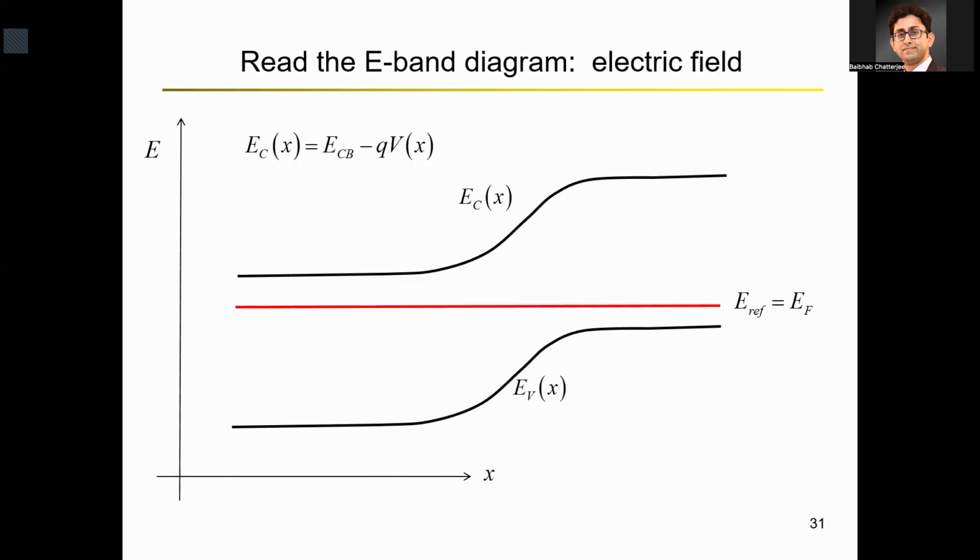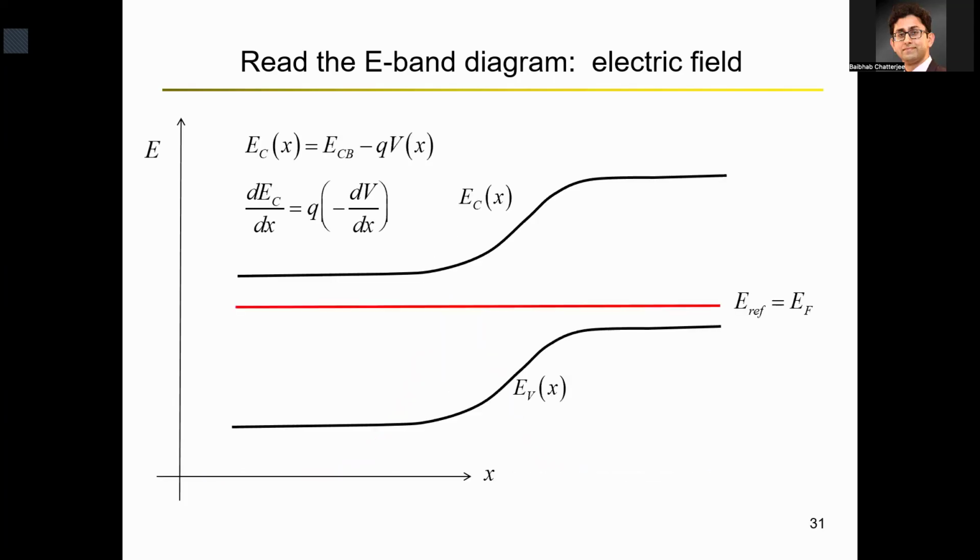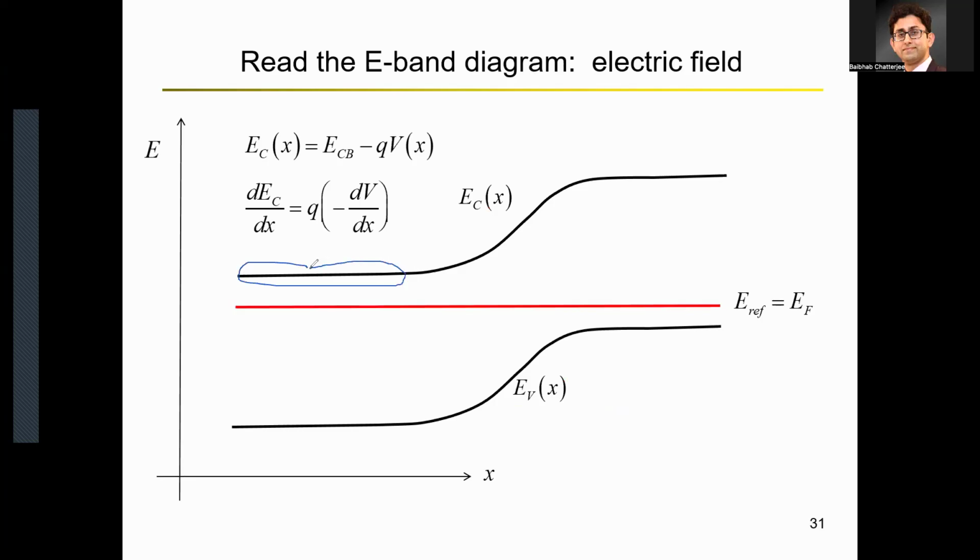Now, again, if you start from the conduction band diagram and take a derivative of it, you know that the derivative will give you the electric field across the PN junction structure. So if you take a derivative of this, the derivative looks like this. Why? Because again, on the left side, let's go back to the previous slide. On the left side, you have a constant energy. On the right side, again, you have a constant energy. The derivative of any constant value is going to be 0. And only when you have a slope, your derivative will be non-zero.